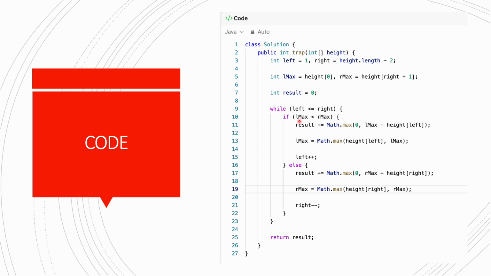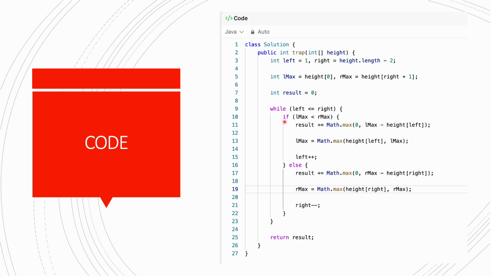Now coming to the code part, we see that we have initialized our left to 1 and right to height.length minus 2. We always know that we can only store water at a certain index if both of the boundaries have taller vertical lines. Initially our left max would be height of 0 and our right max would be the last element value, right? Initially our result is 0. That's the water we have trapped thus far, and this is the while loop that we iterate until left is less than or equal to right. When this condition is false, we come out of the loop and return the result.